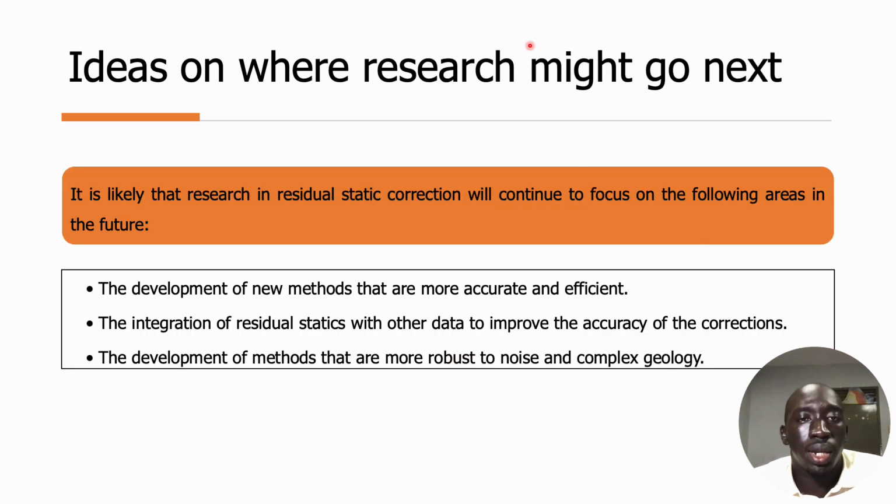Okay, ideas on where the research might go next. It is likely that the research in residual static correction will continue to focus on the following key areas. We see the development of new methods that are more accurate and efficient, as I've mentioned before. Some people are already looking into it, but that is where we see the research going, and that is what is probably going to be applied in major areas.